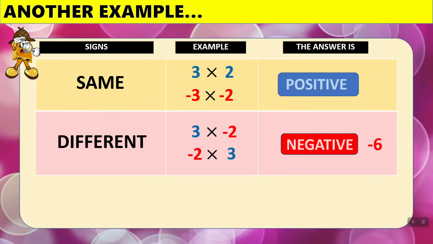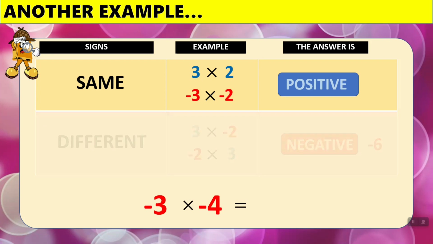Let's look at another example. Minus 3 multiplied by minus 4 is equal to what? We first look and say, are the signs the same or are they different? Well, we can see that they are the same, so we will use this rule here. And we know 3 times 4 is 12, and the answer is positive, so the answer is positive 12.